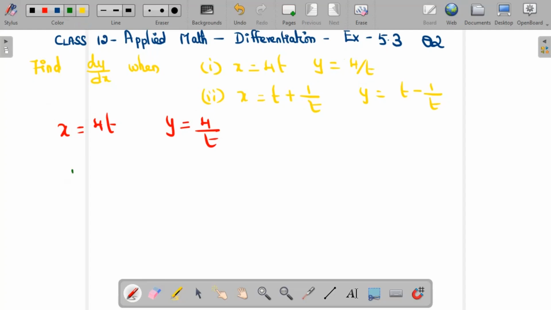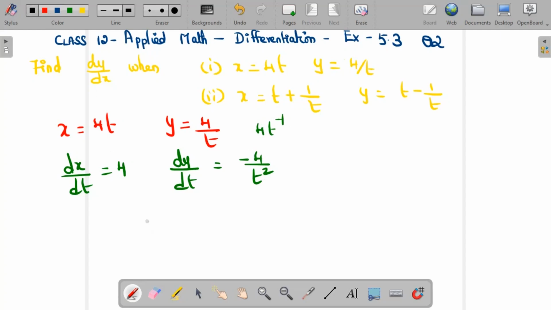Let's compute dx by dt. So dx by dt is equal to 4. dy by dt is equal to minus 4 by t squared. Why? Because with respect to t, this is 4t to the power minus 1. So the differentiation is minus 4 by t square.